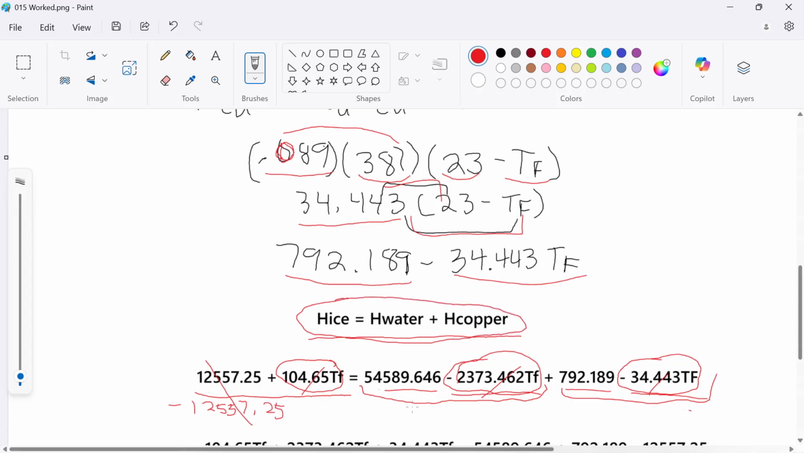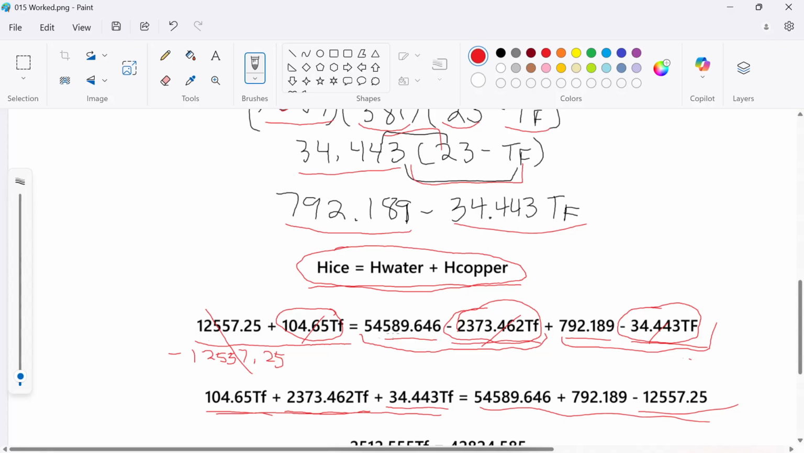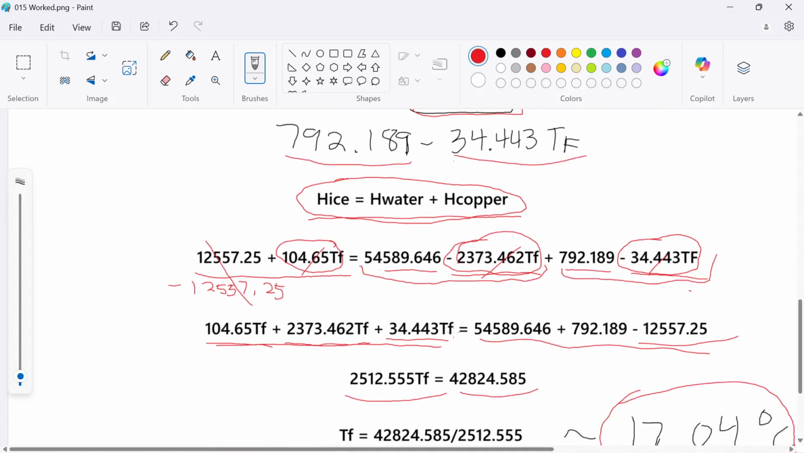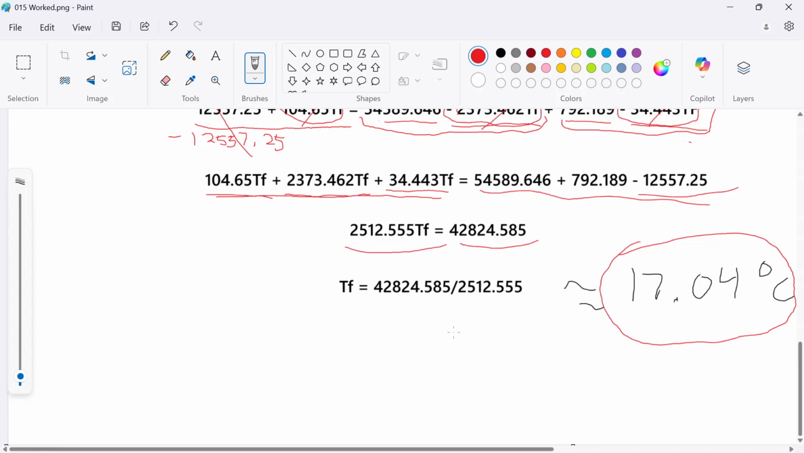is equal to the heat lost by the water plus the heat lost by the copper. And then just keep the phase changes in mind. Phase changes plus the temperature increases or decreases. The only thing that the water and the copper did was decrease in temperature. The ice had to do both. First it had to increase in temperature, then it had to do its phase change, and then it had to increase in temperature some more after the ice all melted and turned into water. So that's it. There's the answer, 17.04 degrees Celsius.